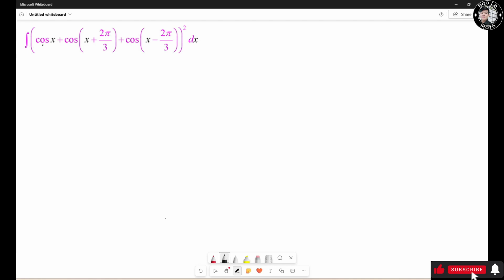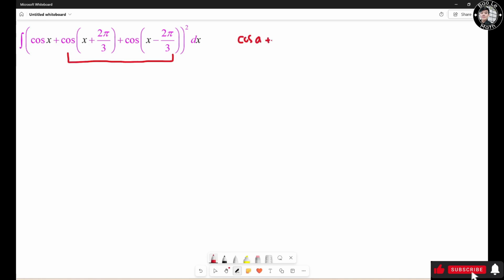The antiderivative of cosine s plus cosine of s plus 2 pi over 3 plus cosine of s minus 2 pi over 3, altogether squared, ds. Alright, this antiderivative looks complex, but it's very simple. So we need to simplify this guy and this guy first by using the formula cosine of A plus cosine of B equals 2 cosine of (A plus B) divided by 2 times cosine of (A minus B) divided by 2, right? In this situation, A equals this one and B equals this one, right?